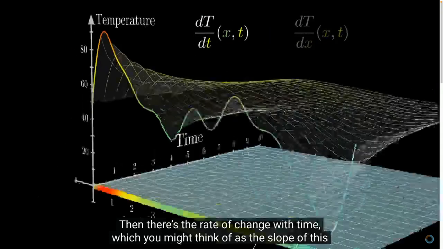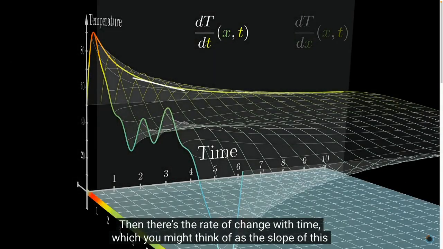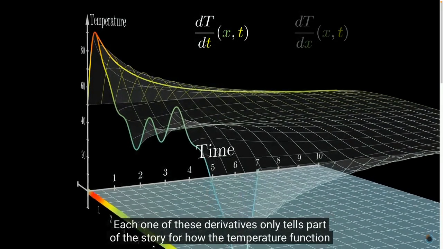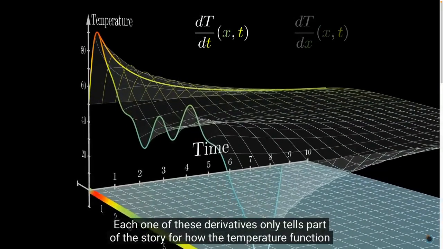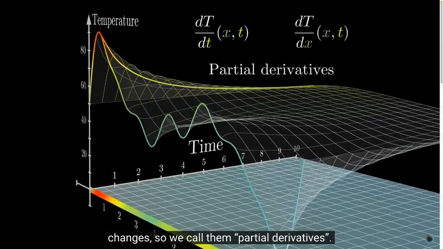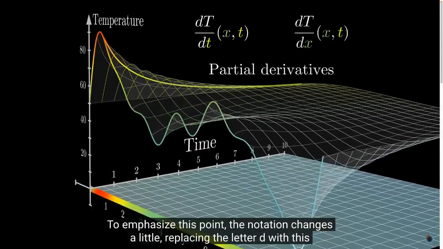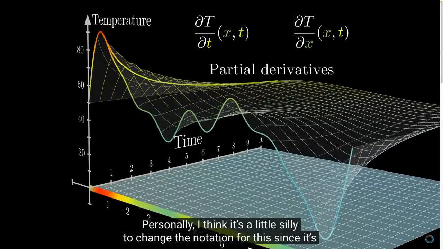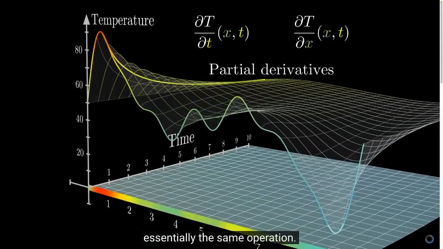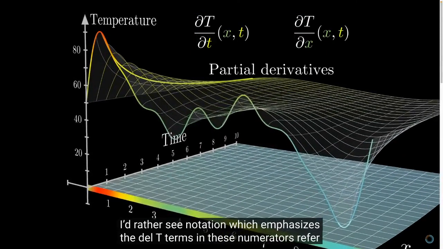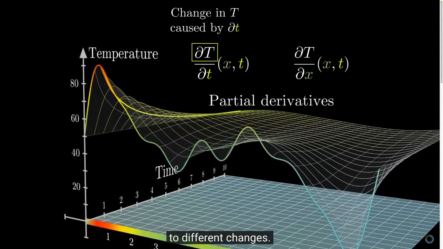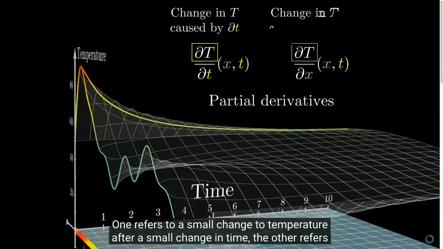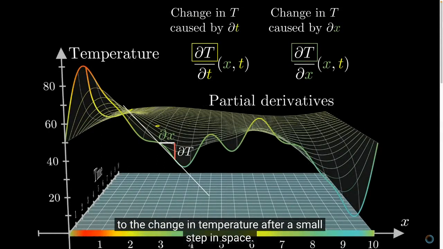But there's also the rate at which a single point on the rod changes with time, what you might think of as the slope of the surface when you slice it in the other direction, parallel to the time axis. Each one of these derivatives tells only part of the story for how this temperature function changes, so we call them partial derivatives. To emphasize this point, the notation changes a little, replacing the letter d with a special curly d, sometimes called del. Personally, I think it's a little silly to change the notation for this, since it's essentially the same operation. I would rather see notation that emphasizes that the del T terms up in the numerators refer to different changes. One is a small change to temperature after a small change in time. The other is a small change to temperature after a small step in space.